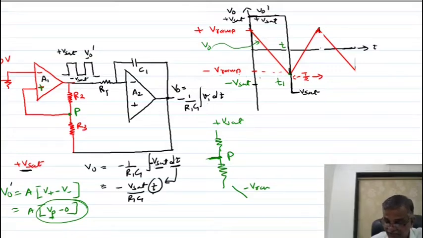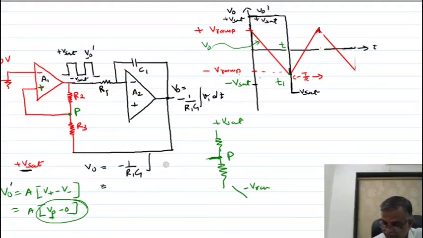Listen again. This is the equation when VO is plus V sat. Now this VO dash becomes minus V sat. So here this Vi, I have to write minus V sat. If you don't understand, then I will write it like this. I write here minus V sat. As a result, my output will be positive.